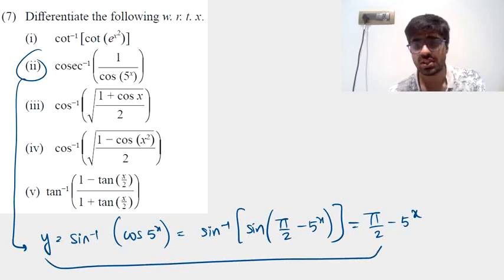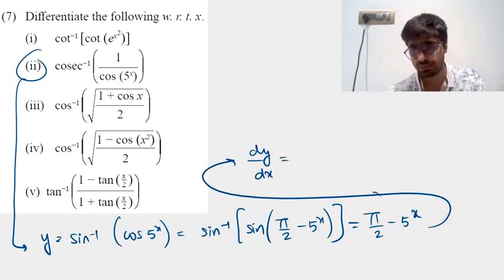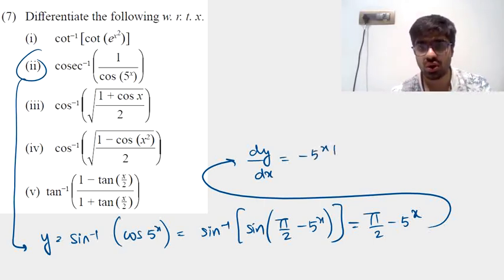Keep in mind, all of these are simplifications of y. So dy by dx, now it will be taken and it will be the derivative of pi by 2, that is 0, and for 5 power x, the derivative is 5 power x log 5.